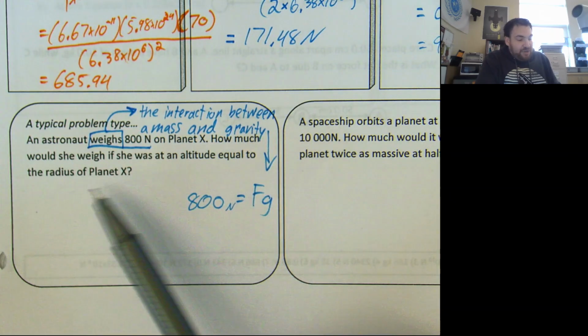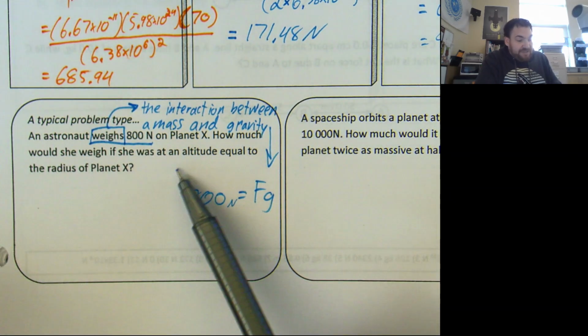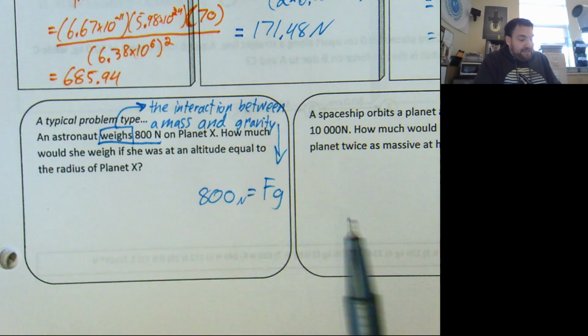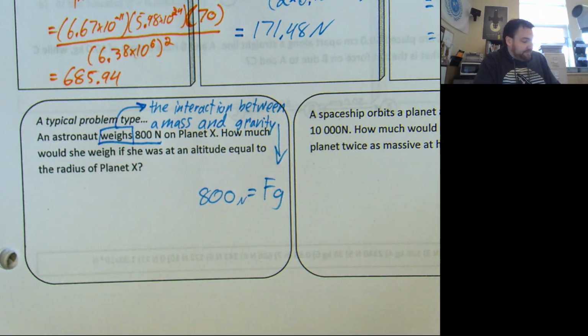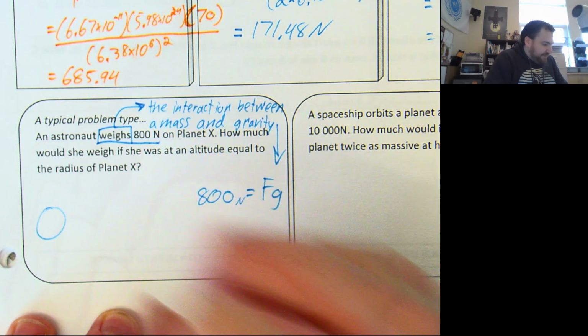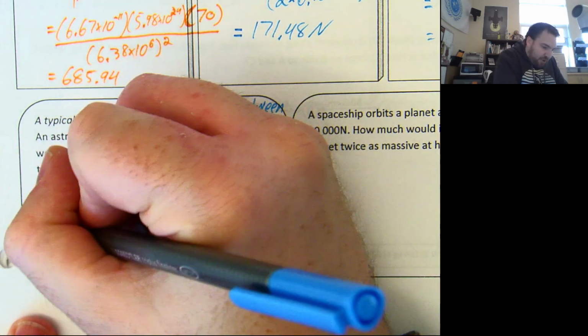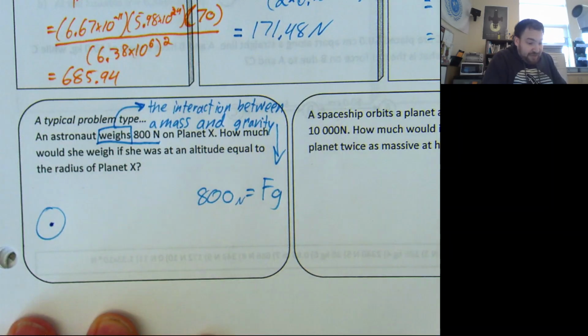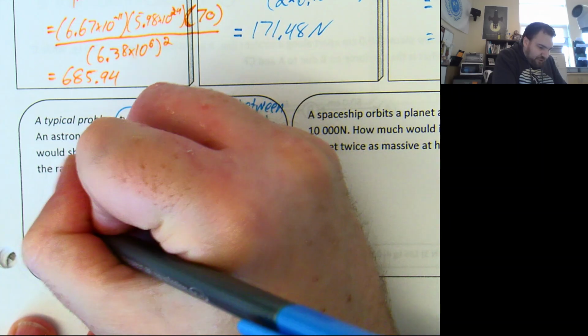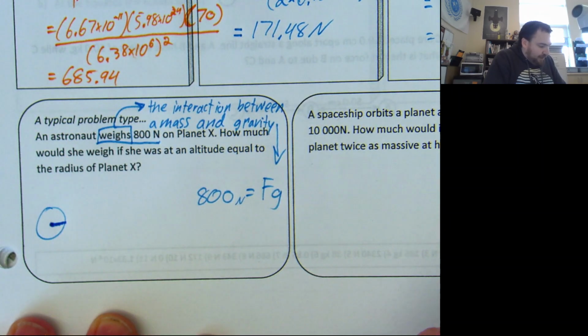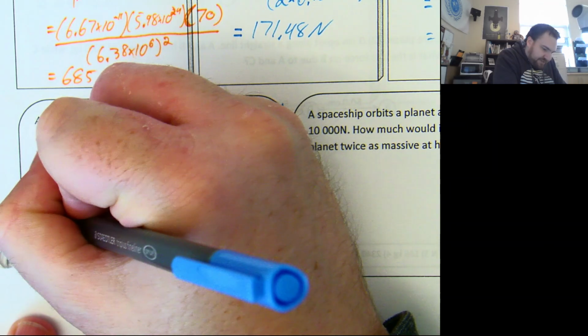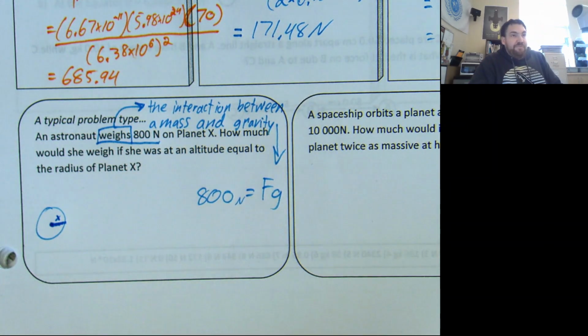And the question then says, how much would she weigh if she was at an altitude equal to the radius of planet X? So here's the question. We've got planet X right here. We don't actually know what the radius is. So let's just draw it, and we'll call that radius X. I'm not going to use R because R is part of the formula, and if you use R in multiple spots, it's really easy to get confused. So we'll call that X.